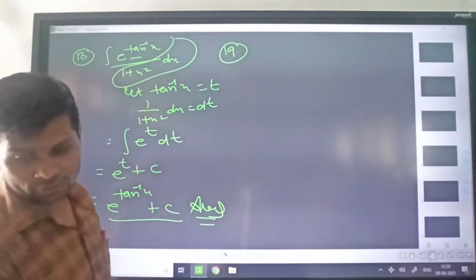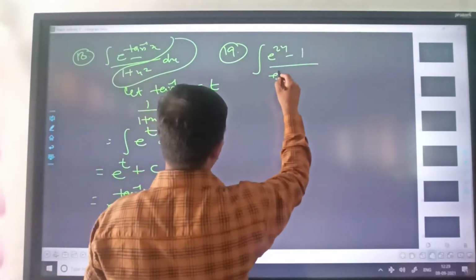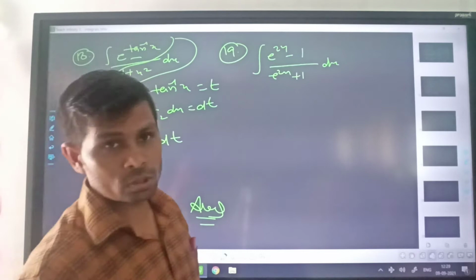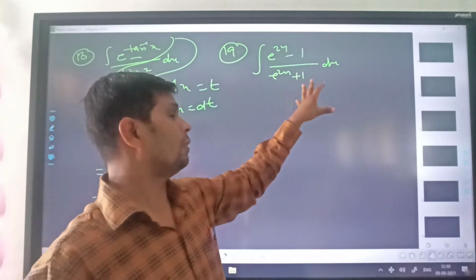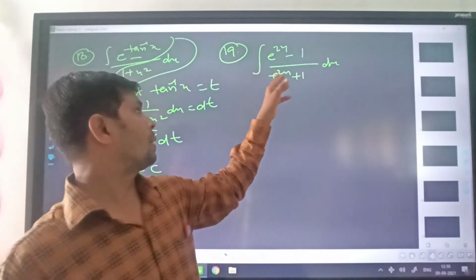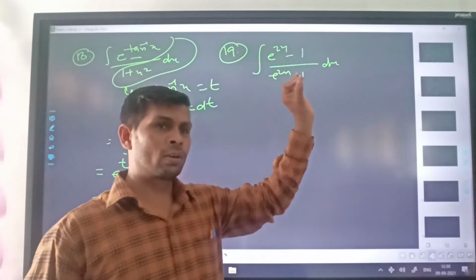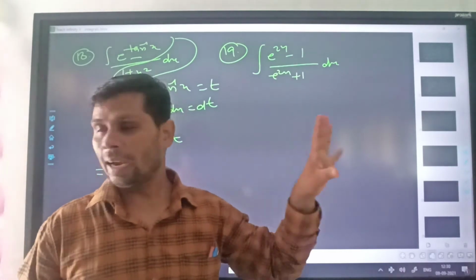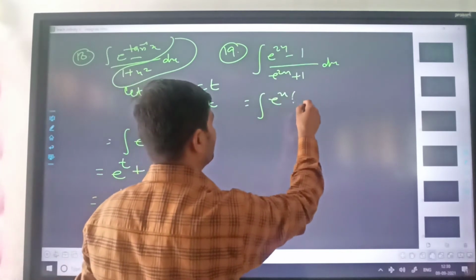Next one is question 19. One more question is there: e raised to the power 2x minus 1 upon e raised to the power 2x plus 1. In this question, you have to choose one term. Actually, I am explaining the exact method of this question. If in the future you find such a question in integration, e raised to the power 2x minus something, e raised to the power 2x plus something, where one constant is there, always try to convert it into terms of e raised to the power x plus or minus. That means in the numerator you should take out e raised to the power x as common.